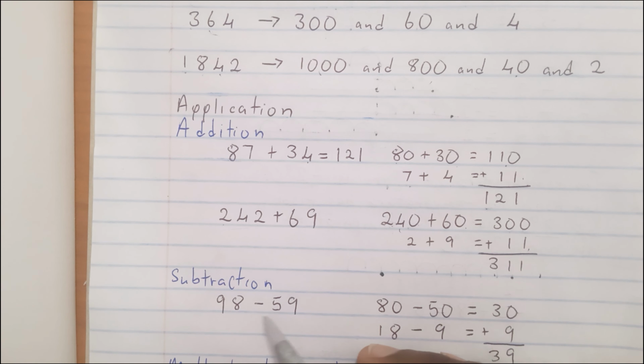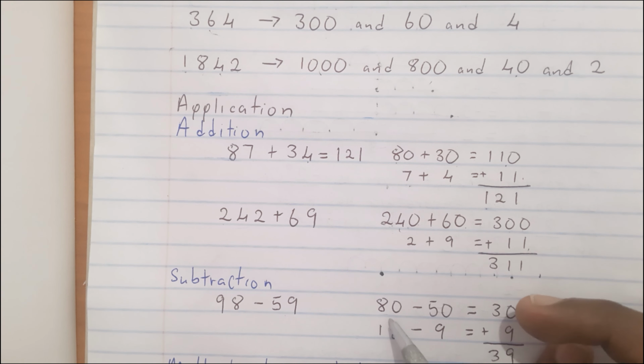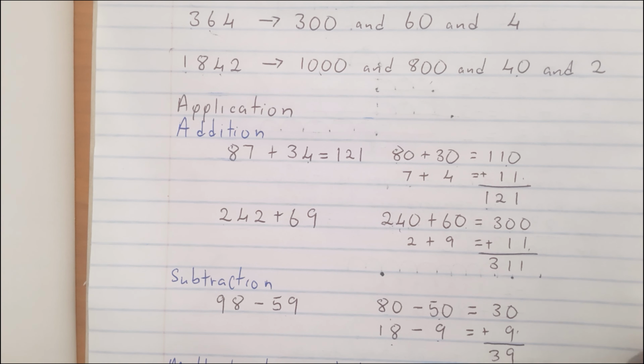Now, moving from addition to subtraction, what do we have? 98 minus 59. So what do we do? Again here, I will partition it and say 80 minus 50 is equal to 30. Then 18 minus 9 is equal to 9. I add them together to get my answer as 39.